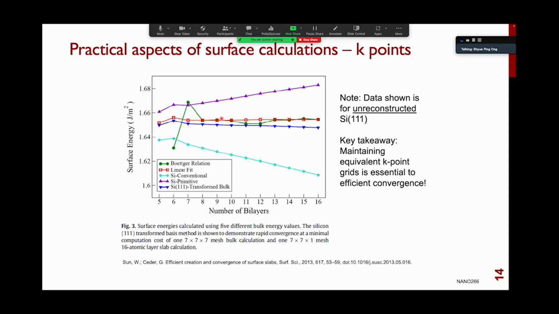If you do not maintain the same K-point grid, you can get this kind of divergence behavior where your energy doesn't converge to a fixed value. So maintaining equivalent K-point grids is essential so that you actually get a nice behavior like this, where you have a nice convergence of your surface energy to some equilibrium value.